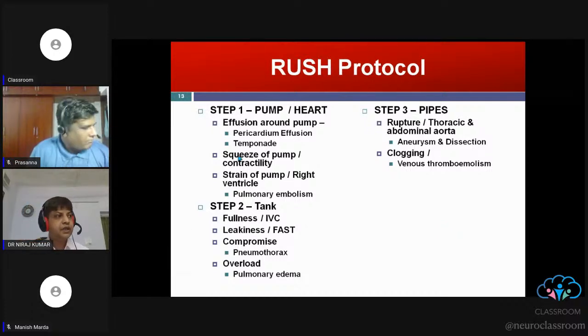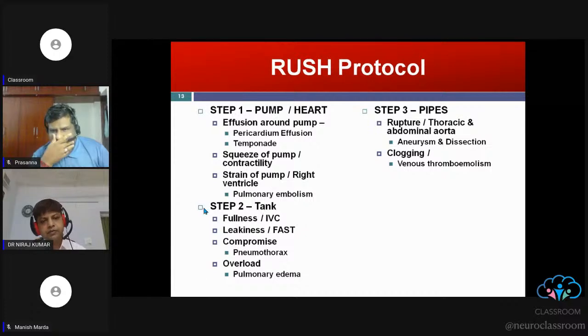So in the first step, assessment of the heart, we have to see what is the status of the pericardium. We have to quickly assess the pericardium and diagnose whether pericardial effusion or tamponade is present or not. In the second part, we have to assess the function of the left ventricle. That is called squeezing of the pump. In the third part, we have to understand whether there is any right ventricular strain pattern. In that condition, the right ventricle will be dilated. That's a signal of acute pulmonary embolism.